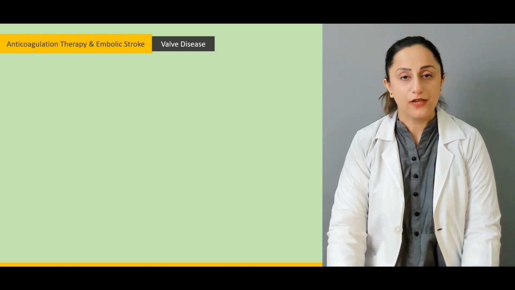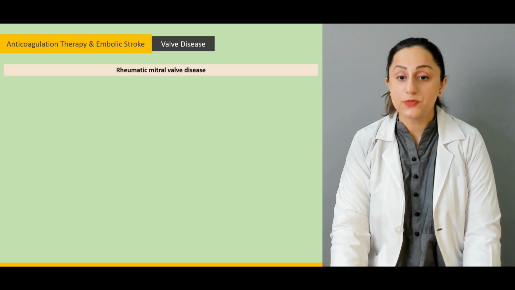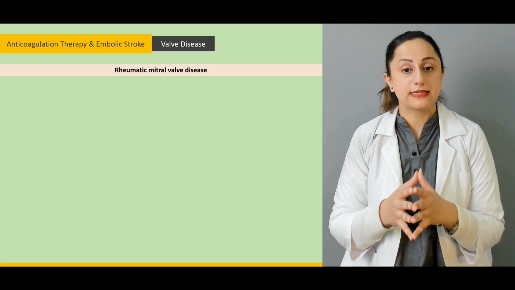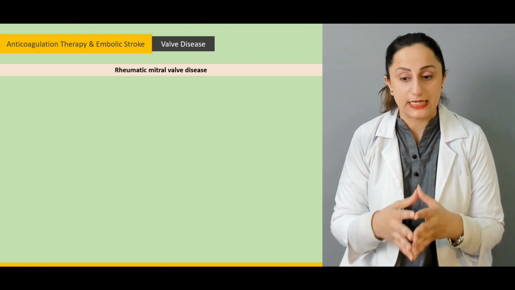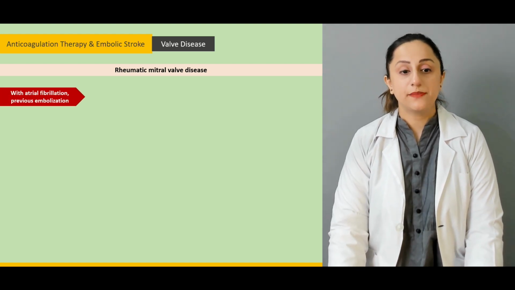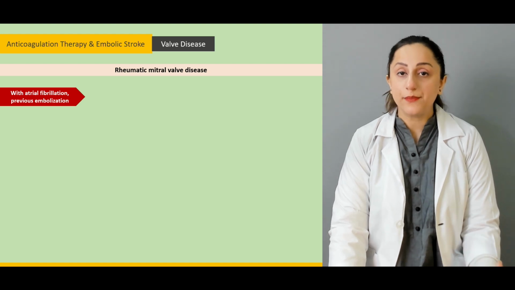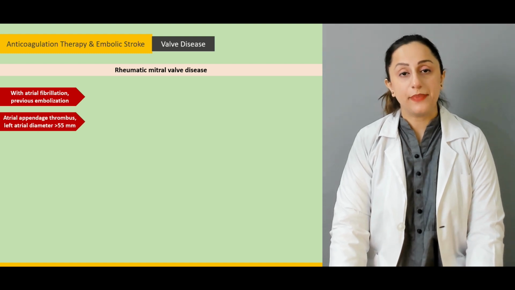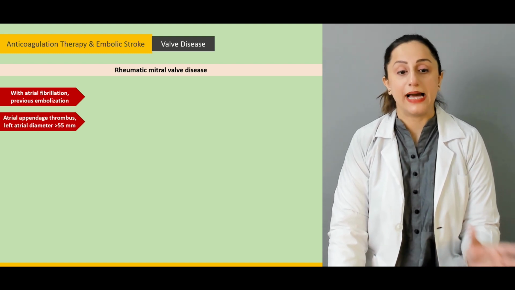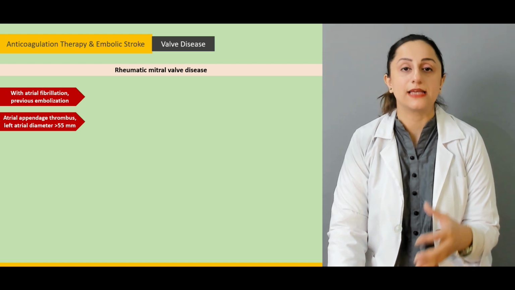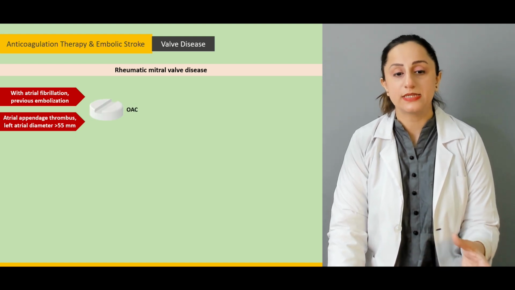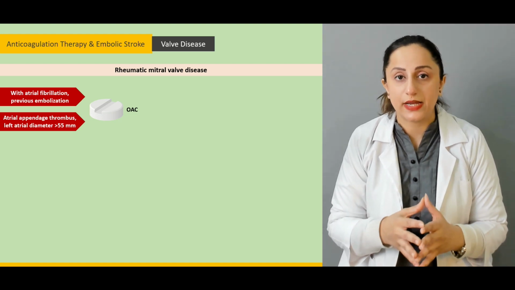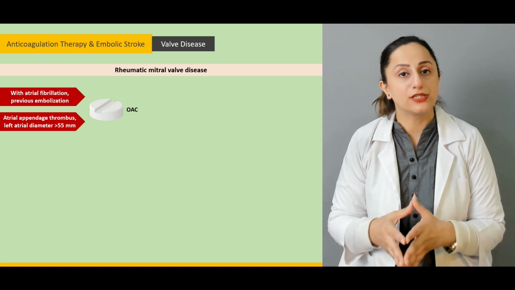Moving on to the valvular diseases, if the patient is suffering from some sort of valvular disease, we have to estimate if the patient has a rheumatic mitral valve disease. Or it can be with atrial fibrillation, a previous embolization has been performed in this particular patient or not. Atrial appendage thrombus and left atrial diameter have to be evaluated in these cases. It has to be more than 55 millimeters. If the patient fulfills this criteria, we usually prescribe oral anticoagulants for these individuals.